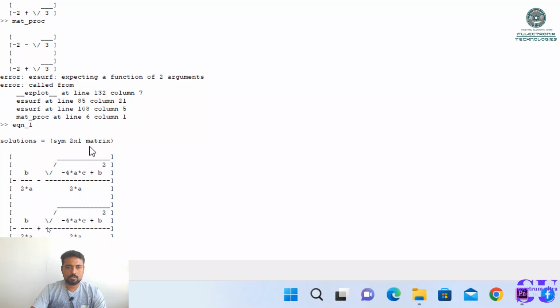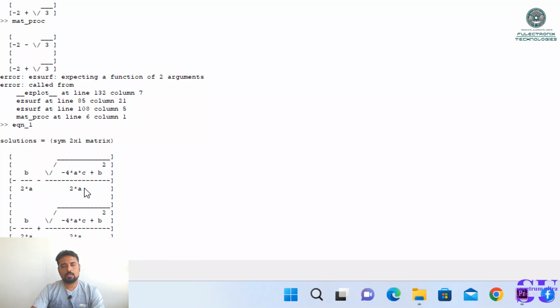It is giving the two roots. One is minus b by 2a minus root under minus 4 into a into c plus b square by 2a. You know that when a quadratic equation of the type ax square plus bx plus c is solved, these are the two roots it gives. That is what I wanted to show, so I have used this one.